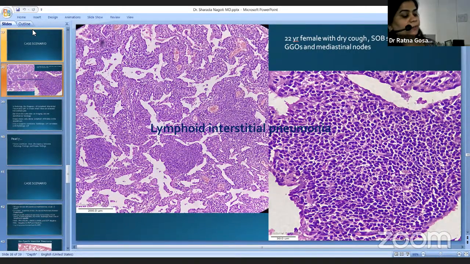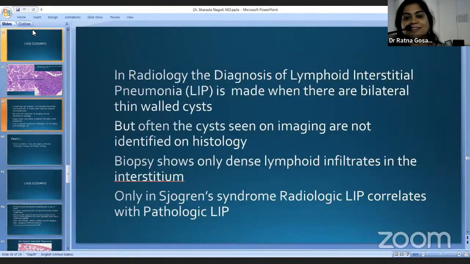The biopsy here is showing the alveolar spaces, and these alveolar spaces again are filled by inflammatory cells. In a closer view, these inflammatory cells are nothing but dense lymphoid infiltrates. So the diagnosis here is lymphoid interstitial pneumonia. Here again, there will be a tug of war between me and Dr. Sudhakar. In radiology, the diagnosis of lymphoid interstitial pneumonia is made when there are bilateral thin wall cysts.